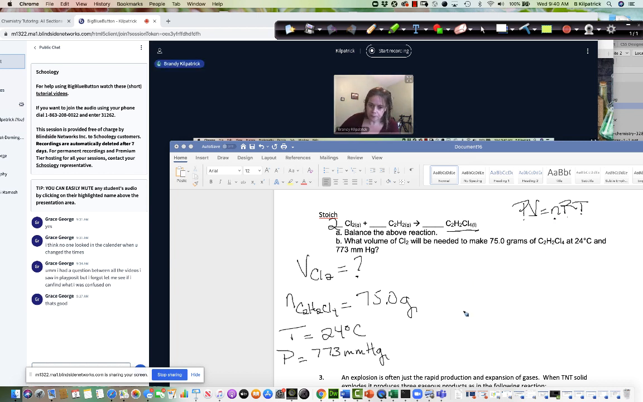So my pressure is in millimeters mercury. I am going to have to convert that, but first thing, we have to do stoichiometry first. So if I want to use n and plug it into here, it has to be for the Cl2. It has to be gas. So that's what we're going to do first. I have 75 grams of the C2H2Cl4. Okay, convert that into moles.